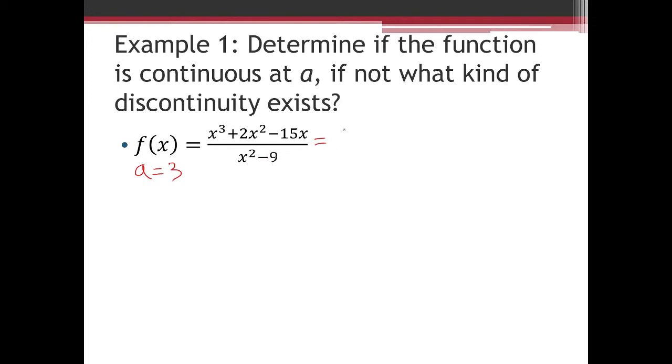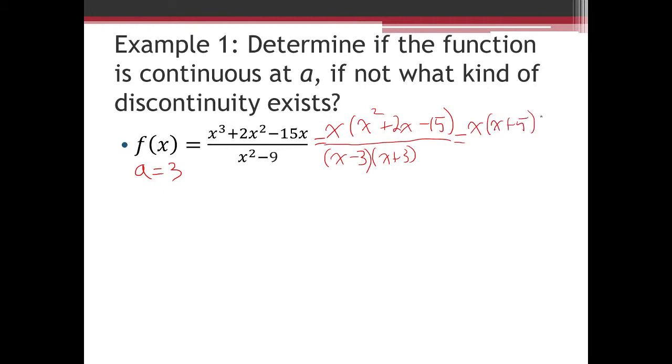I think I can factor some things out. So let's factor an x out from the top. So we get x squared plus 2x minus 15. On the bottom, this is a difference of squares, so I can factor it as x minus 3, x plus 3. The numerator I can still factor, as x plus 5, x minus 3, because we look for two numbers that multiply to negative 15 and add to plus 2. So it looks like we can cancel out the x minus 3's.